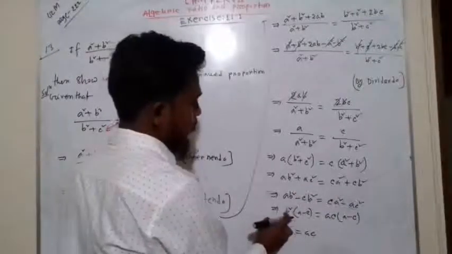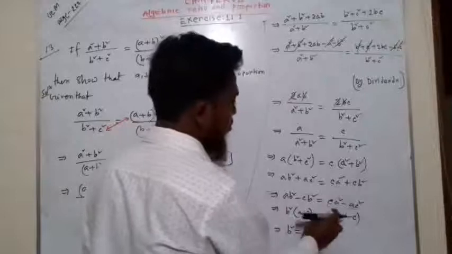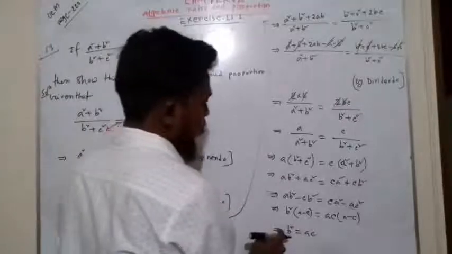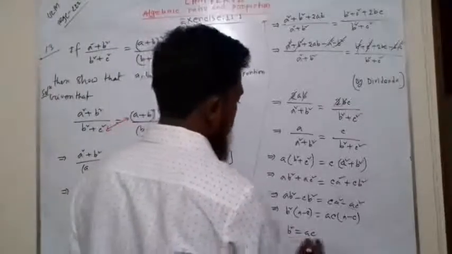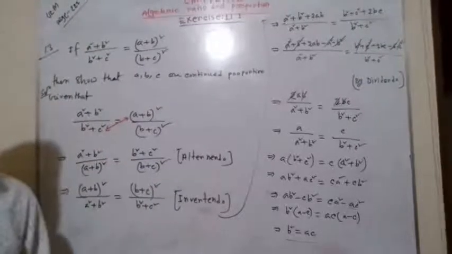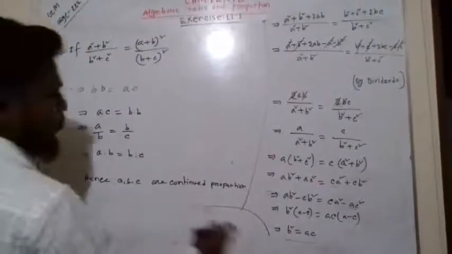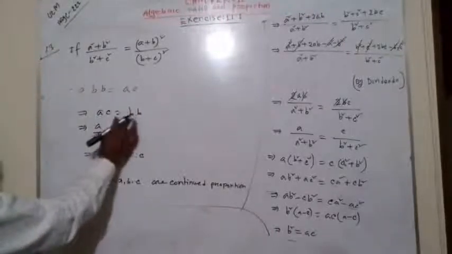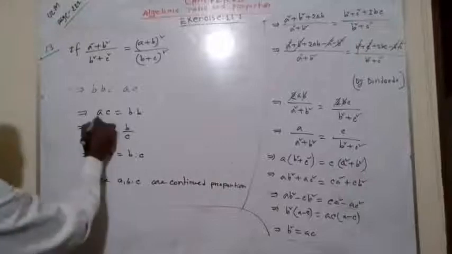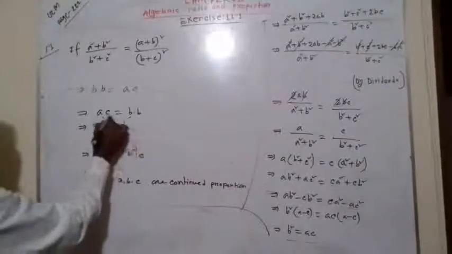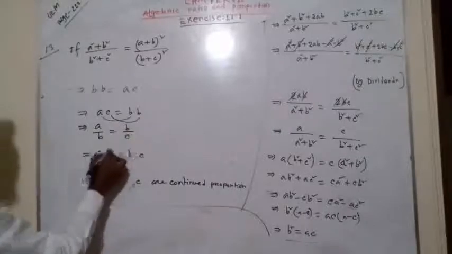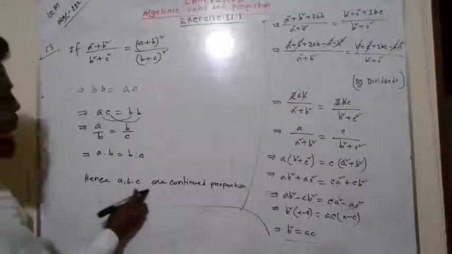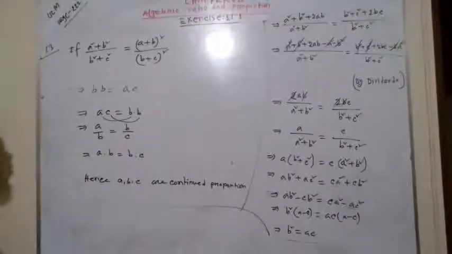So we take common b square into a minus c equal to we take common ac into a minus c, cancel a minus c, so we can write b square equal to ac. Now b square equal to ac, this is b into b equal to ac. So a by b equal to b by c, that means a is to b equal to b is to c. So hence a, b, c are in continued proportion. Proved.